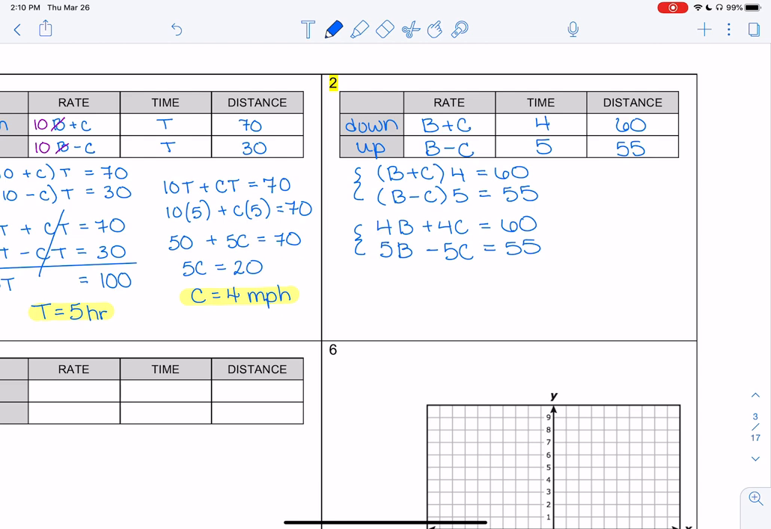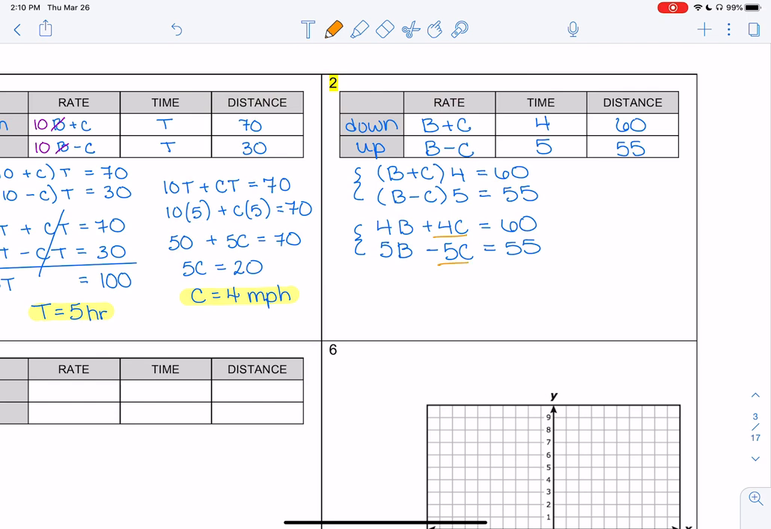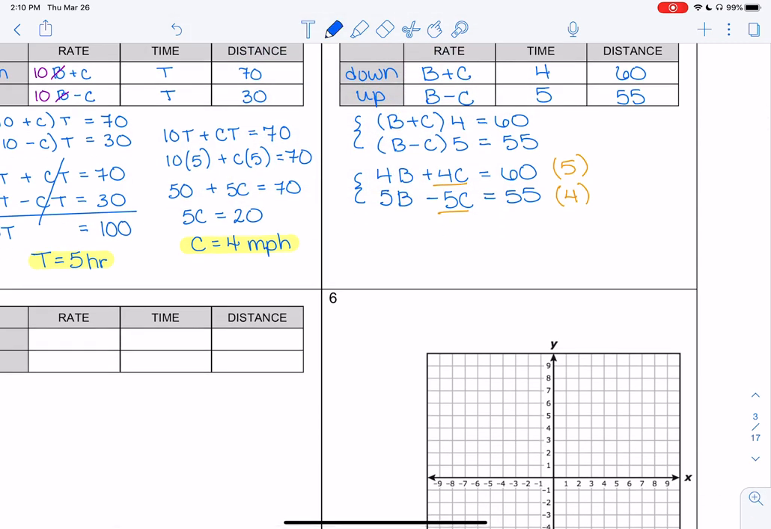I'm going to need to go back and multiply each of those equations in order to set up for an elimination. Okay, so the top equation is going to have to multiply by 5. The bottom equation is going to need to multiply by 4. So I'm going to go back and do that now. Distribute the 5 across that top equation. I get 20B plus 20C equals 300. The second equation, let's distribute a 4 across. We get 20B minus 20C equals 220.